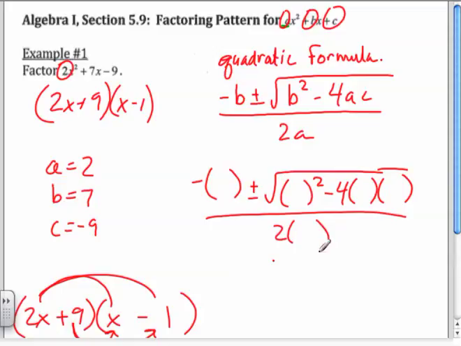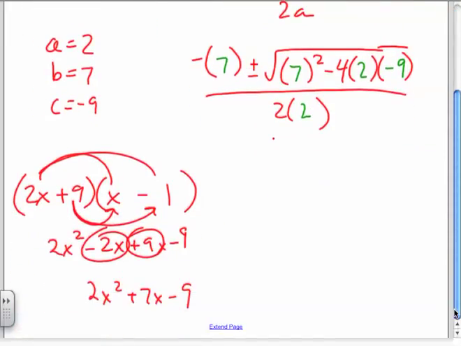All right. So let's see. In the first one, they asked for B, so I'm going to write in 7. In the second one is 7. And then it's 4A, so that's 2 right here. And then C is at the end, so negative 9. And then on the bottom, it's 2 times A, which is 2. Well, let's simplify this, guys.